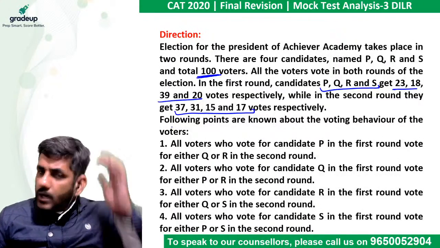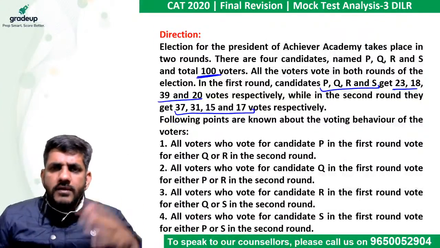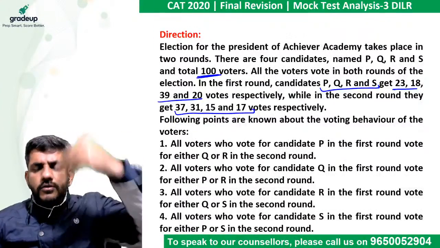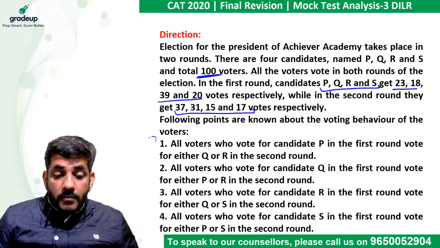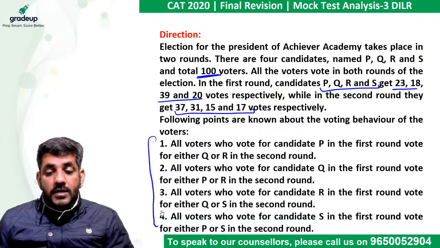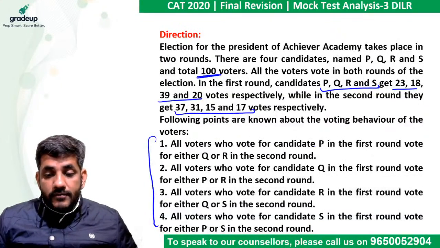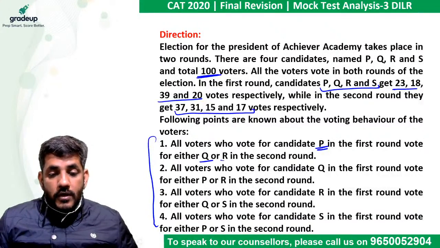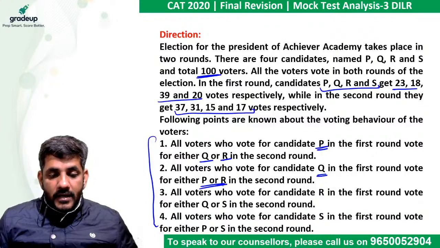Right? Till now, I was thinking कि ये तो बहुत सारी possibilities बन सकती हैं. Whoever voted for P, he might have voted for Q, R, S. पता नहीं कितने लोग कहाँ गए. That's difficult. But the moment I looked at these statements, this told me that this set is easy. How? All the voters who voted for P voted for Q or R in the second round. All who voted for Q voted for P or R. All who voted for R voted for Q or S.